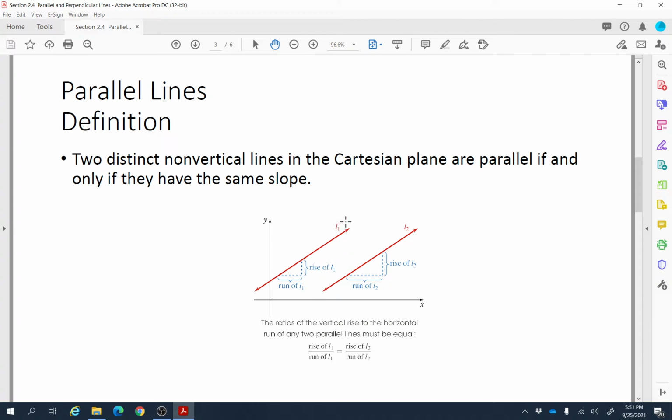First of all, let's take two lines, L1 and L2, like here, and make sure that they are not vertical lines. These two lines are called parallel if the slope of the line L1 is equal to the slope of the line L2. This is the slope of L1, and this is the slope of line L2. If the slopes are equal, they are parallel. So any two lines with equal slopes are called parallel.